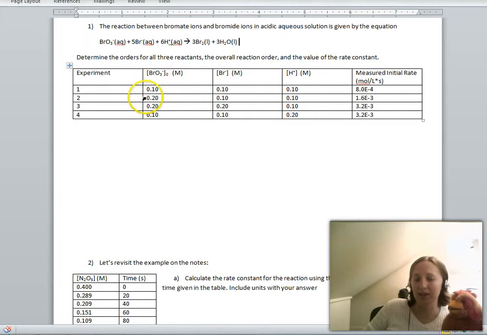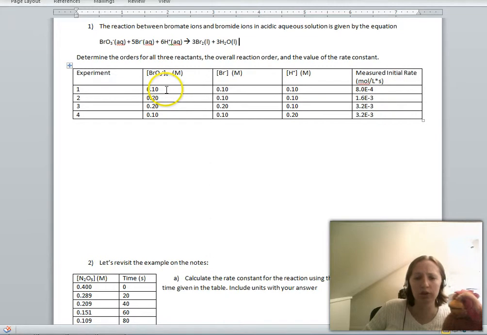they doubled the bromate. And so the comparison between experiment 1 and experiment 2 is, well, gee, what happens when I double bromate? Does it matter? Does it matter linearly or does it matter squared? Which means, is it zeroth order for bromate? Is it first order for bromate, or is it second order for bromate?